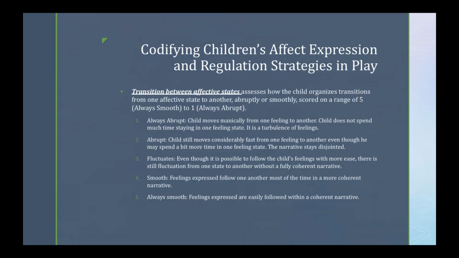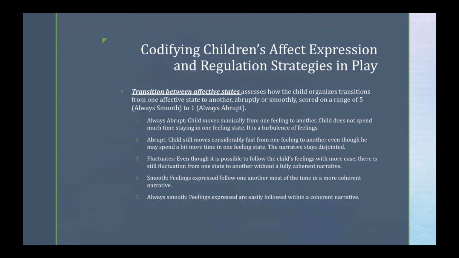The second affect structure item of the CPTI is transition between affective states. Here we assess how the child organizes transitions from one affective state to another. Is it abrupt or smooth? Scored on a range of 5 to 1. Again, when coding this category, it's good to ask yourself this: can you follow the transitions in the play narrative, or is it so sudden that you ask yourself, what is this child playing? We rate on a scale of 1 to 5.